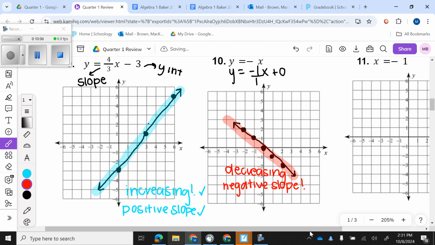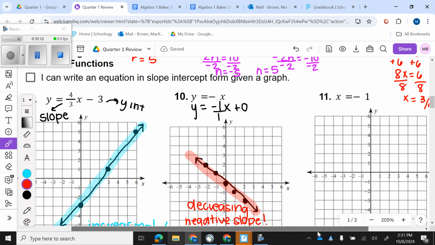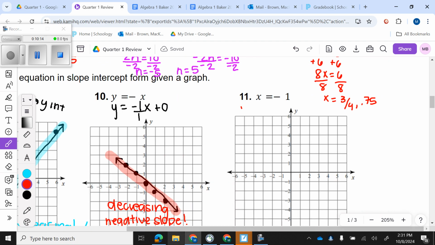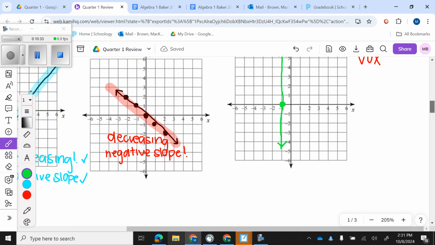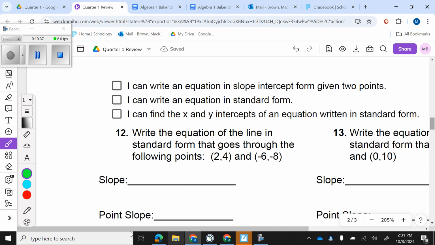All right, number 11, I've got x equals negative 1. This is a vertical line because this is an x equation. So I'm going to go to negative 1 on the x-axis, and I'm going to draw a vertical line. All right, flip over. All right, this was the big kicker that got a lot of people on their test.